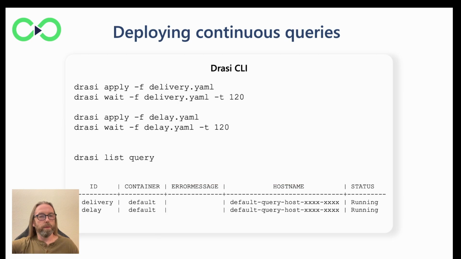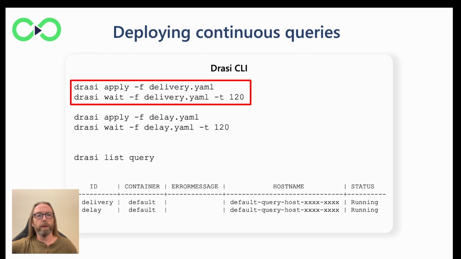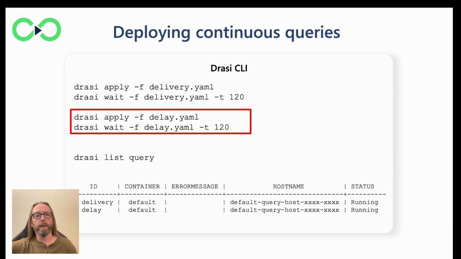Okay, so we've defined our two queries. We now, as before, do Drasi apply for the delivery query. We do Drasi wait. Drasi wait is optional, but we'll do it here. Once that's finished, we'll do apply delay. So we're doing the deployment of the second query, and waiting for that one.